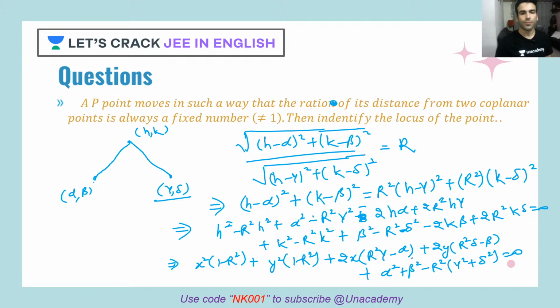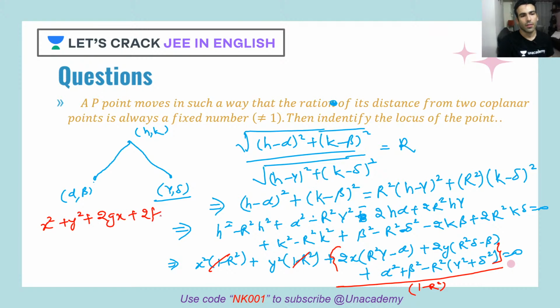Now just look at this. I can divide by 1 minus R square as well. So for you guys, I'll just divide it right now, and I'll just cut this. So all these terms will be divided by 1 minus R square. Now, don't you think this looks like the general form of a circle? Correct? So this looks like a general form.